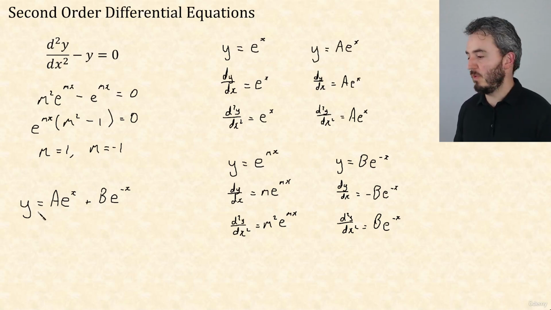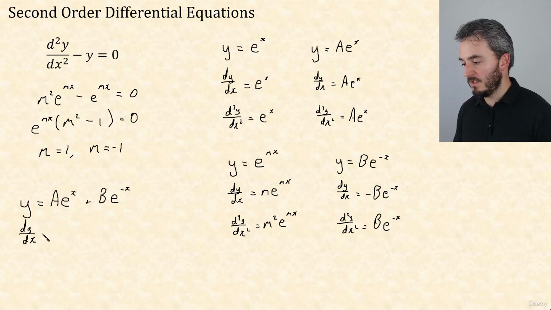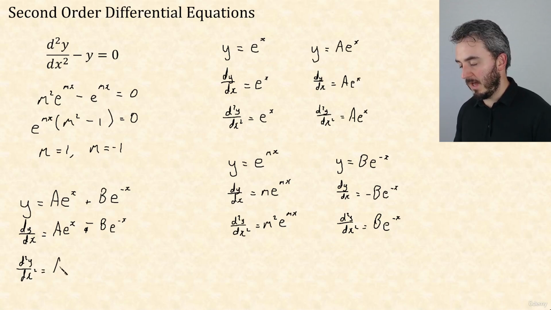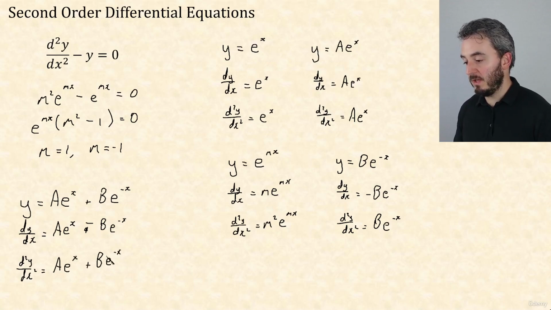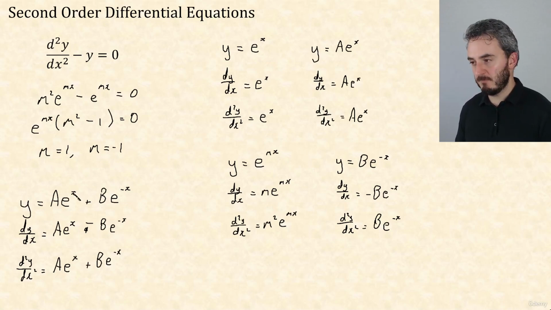That is, you can sub in any amount of either of these into this and they'll all just disappear. We won't normally work through it in such detail, but let's just check and see. dy by dx is a e to the x minus b e to the minus x, and d2y by dx squared is a e to the x plus b e to the minus x. So yes, the second derivative, which is this, minus the original function, is indeed 0.